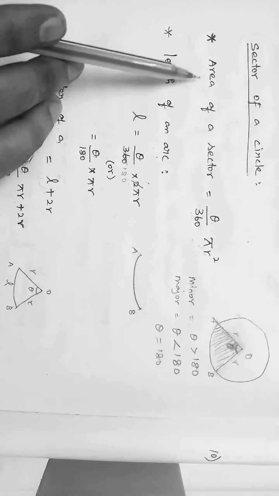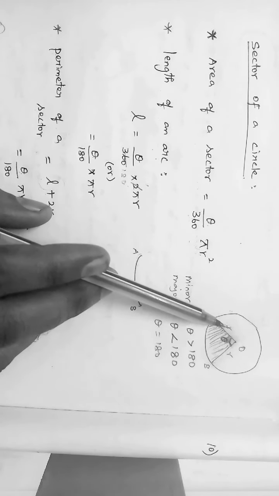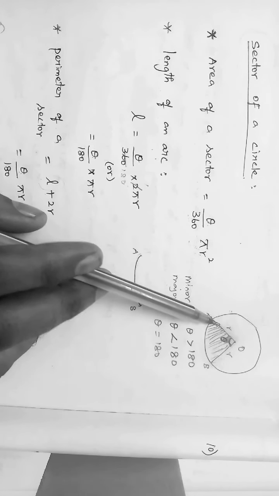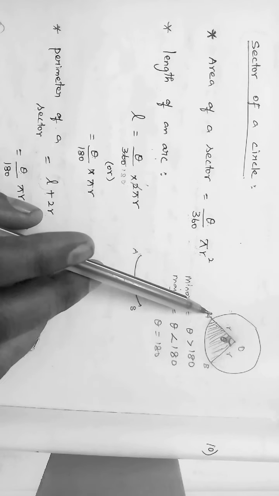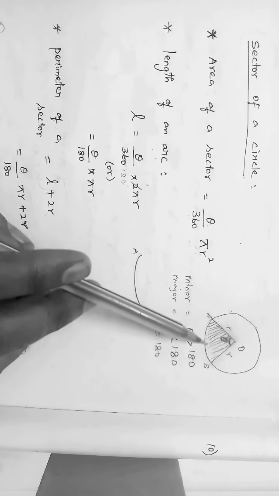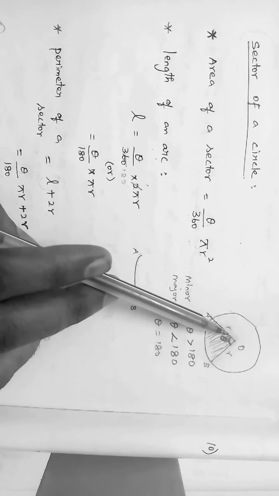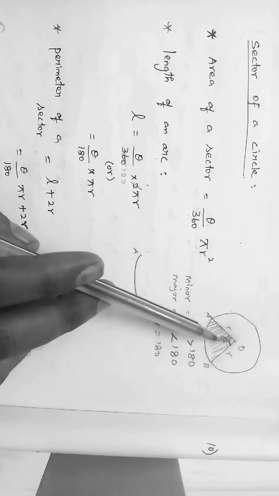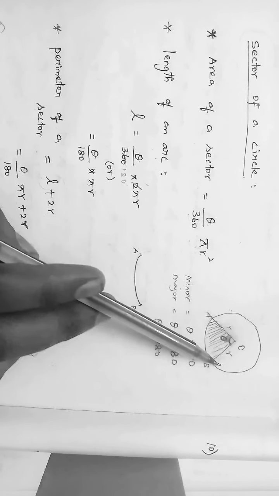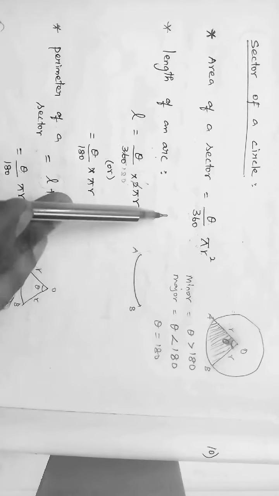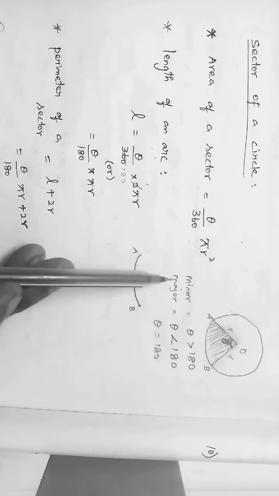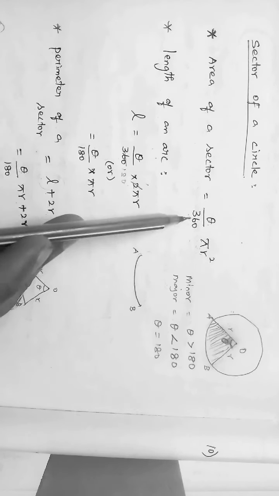So you want to know what is meant by sector? Sector is nothing but the area enclosed between two radii, OA and OB, with the arc, and this particular area is nothing but sector. If theta is less than 180, that is called a minor sector, and if theta is more than 180, it will become a major sector. For both, the same formula. Finding the area of minor sector uses the same formula, and finding the area of major sector also uses the same formula.